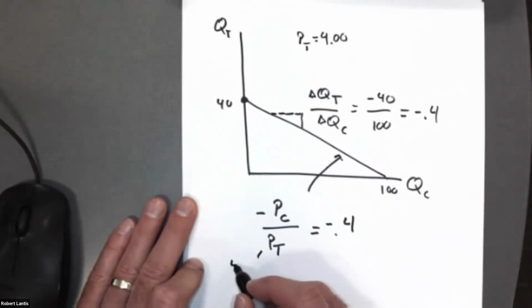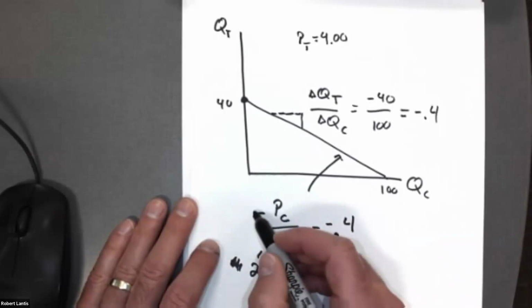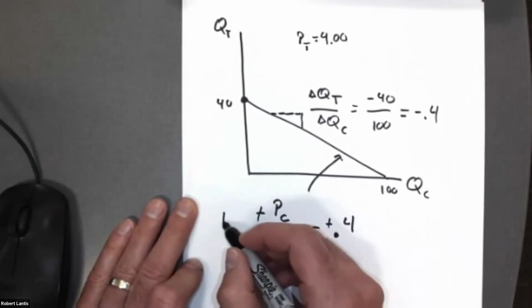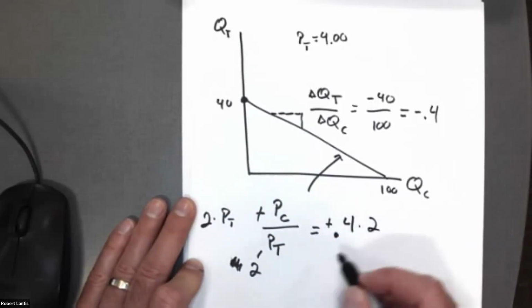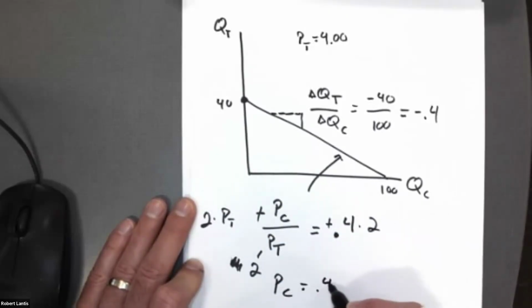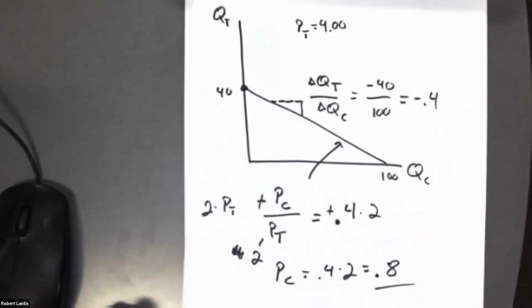So I know that if my price of tea is not $4, that was the first example. This one was $2, correct? So how would I find the price of coffee? Well, there's negative signs on both sides. Multiply both sides by the price of tea, which was 2. That cancels. I get the price of coffee is 0.4 times 2, or what? 0.8, or $0.80, or 80 cents.